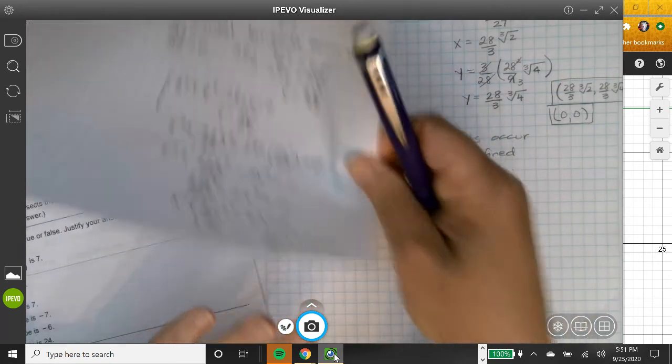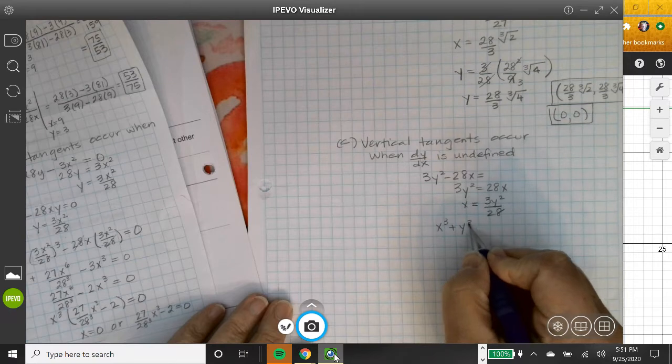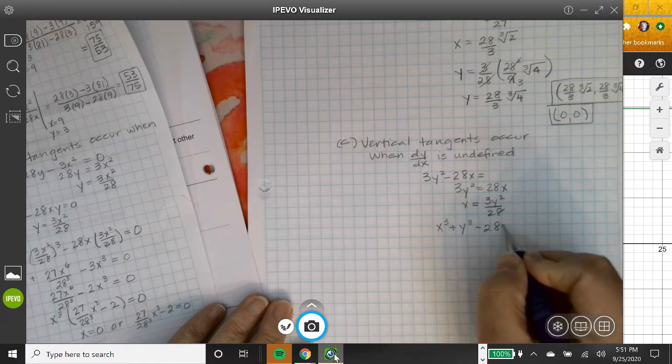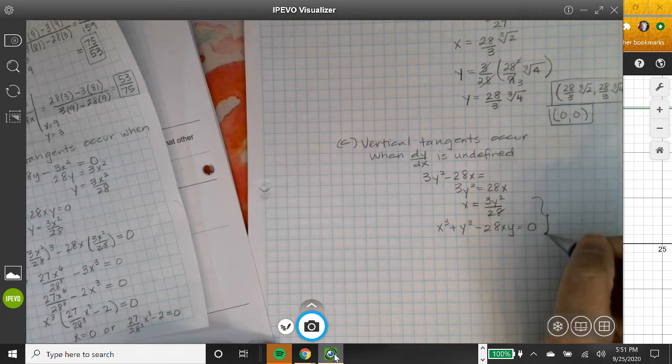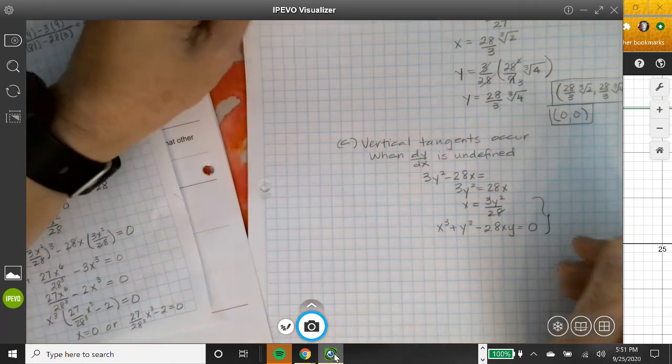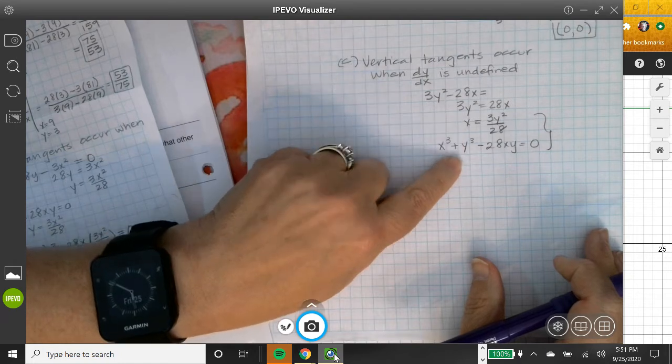doesn't it? But I have a system because what else has to be true? Well, yes, it has to lie on the curve. So this is a system. So I'm going to use substitution to solve again. So I'm going to take this x and put it in where the y is.